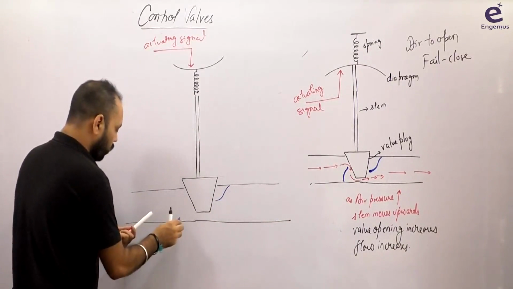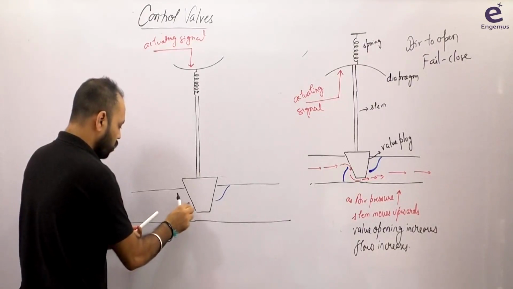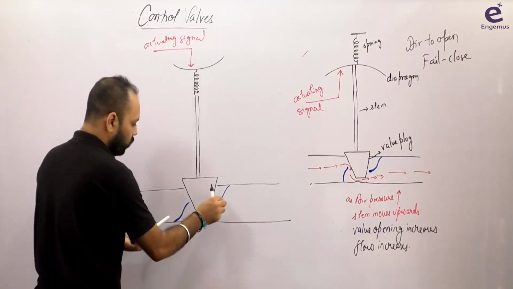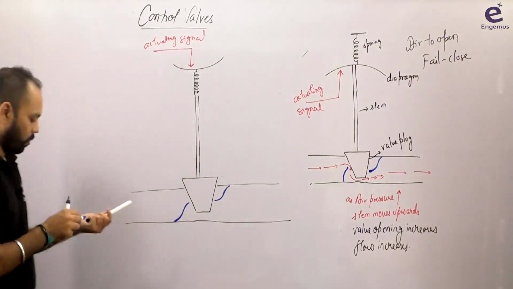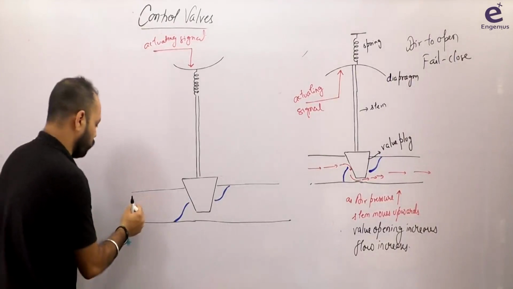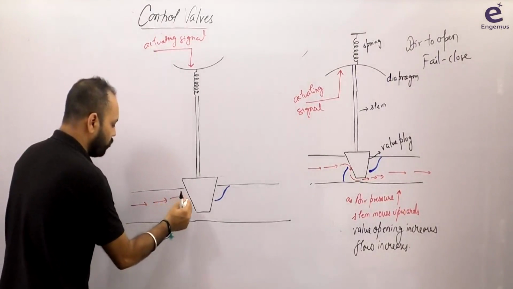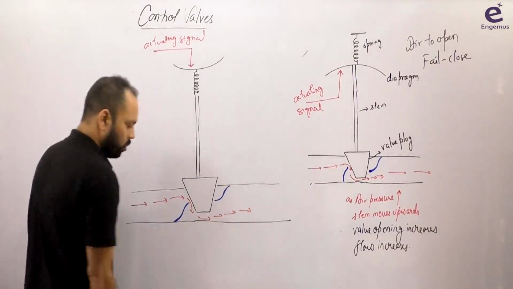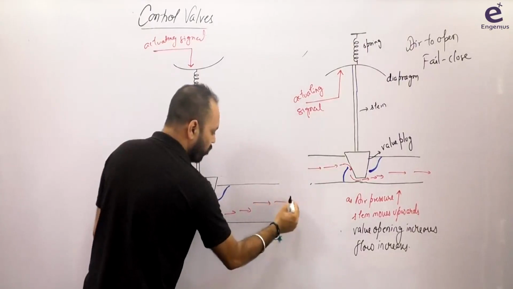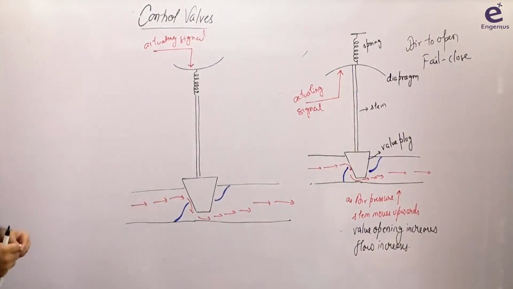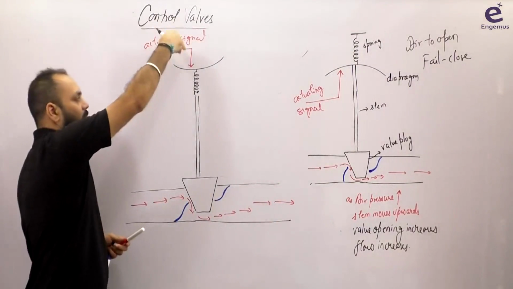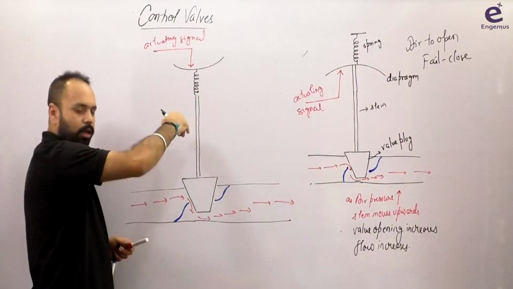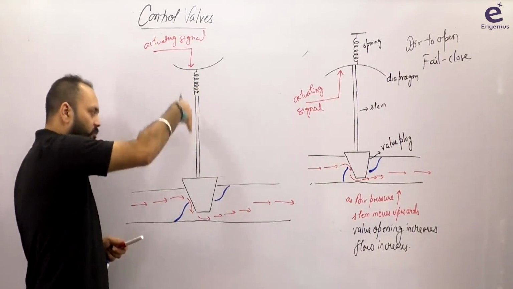I'm keeping the valve in a partially open position only, so that I can explain how the spacing is going to decrease, right? And the liquid is flowing like this, same as before. Only because I have changed the position of the diaphragm. If I have only changed the position of the diaphragm and the spring, you can see that now as the actuating signal increases, the diaphragm moves downwards, the spring gets compressed, right? And this stem also moves downwards.